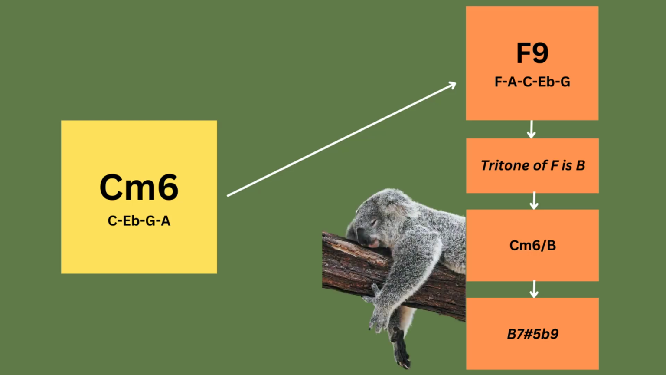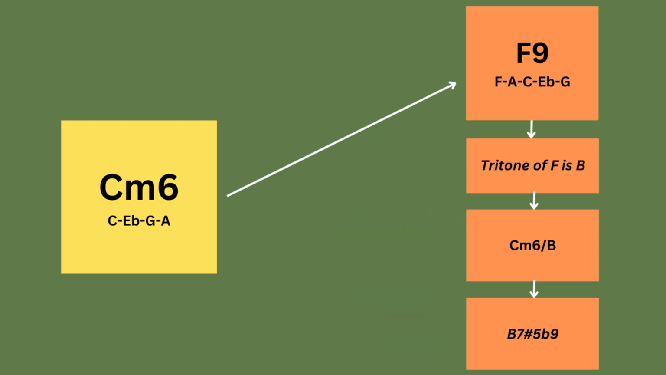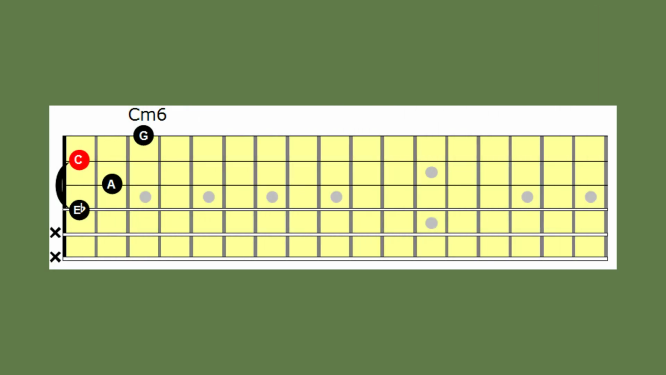Now some of you are probably thinking, good grief, that sounds really complicated, and it's probably a good time to take a hot lemon drink and off to bed. But if you rewind this section of the tape a few times, the whole thing will become a lot clearer. And the good thing is, you already know the shape of the C minor sixth, which we're also going to be calling a B7 sharp 5 flat 9. Okay, let's have a look at what we're dealing with here so we can get an understanding of how we're arriving at this B7 sharp 5 flat 9.